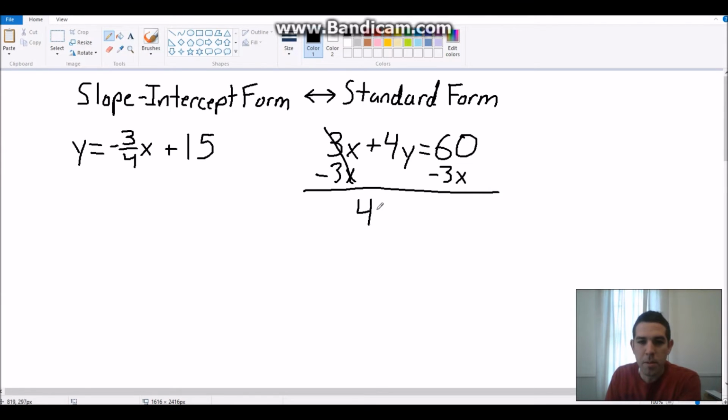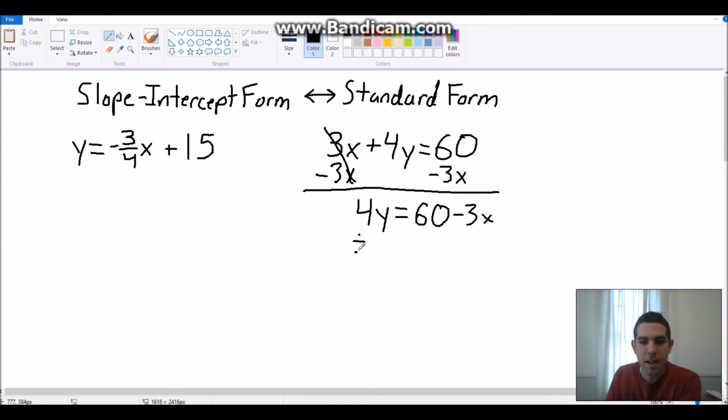I'll rewrite the problem. 4y equals, now I can't subtract 3x from 60 because they aren't like terms, so I'm just going to write 60 minus 3x. Look at this, it's already looking a little bit more like slope-intercept form. But slope-intercept form has no coefficient next to y. How can I get this 4 off of the y?